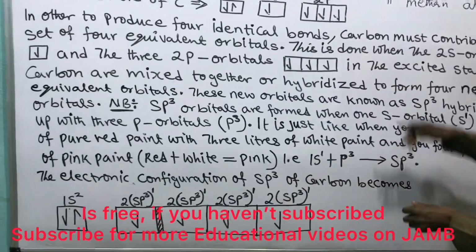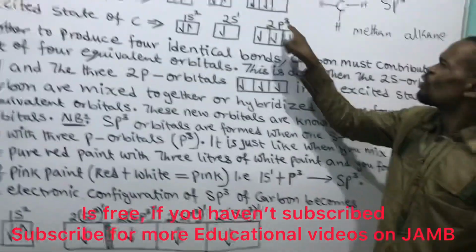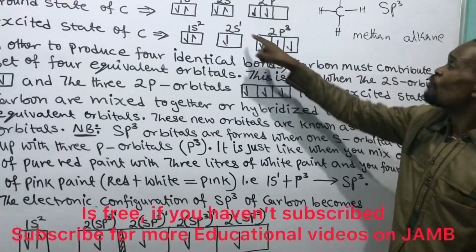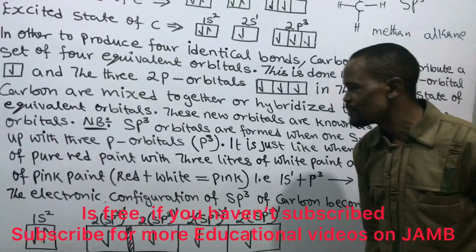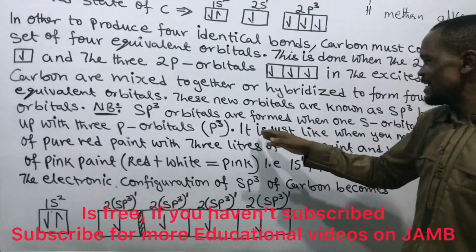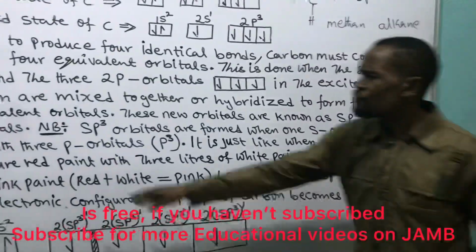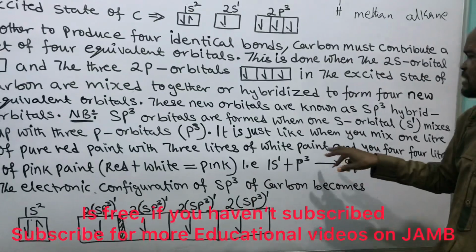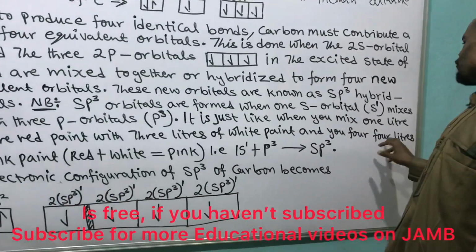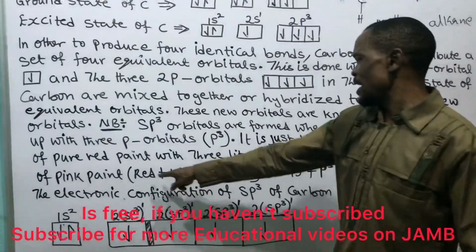This pink, that's what we did here. When I bring 1 electron of this mixed up with 3 of this, I will form sp3 orbital. And that's what I'm explaining. It's just like when you mix 1 liter of pure red paint with 3 liters of white paint, and you form 4 liters of pink paint, which I explained here.